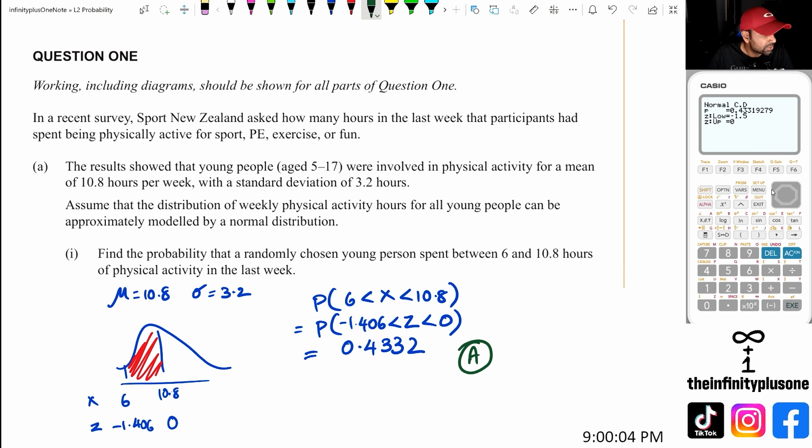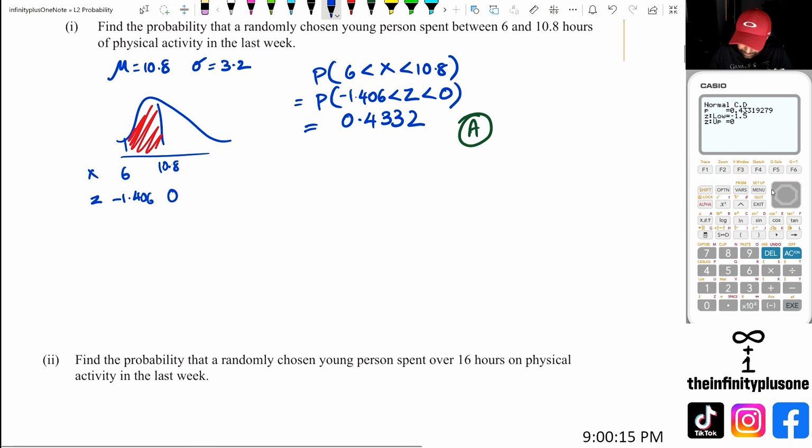Now this question is worth an achieved. Probability correct gets you an achieved. I just wanted to reiterate that right at the top of the question, they say including diagram should be shown. That's why I'm showing the diagram here.